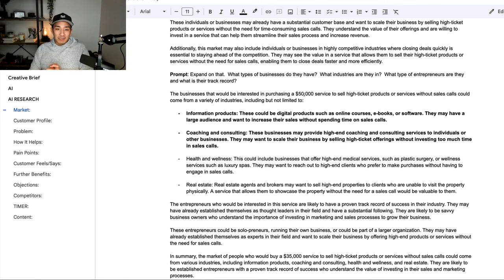Another question I like to ask is, explain it to me like I'm 10 years old, or explain it to me like I'm in fourth or fifth grade. And that will give me a more simplified answer.